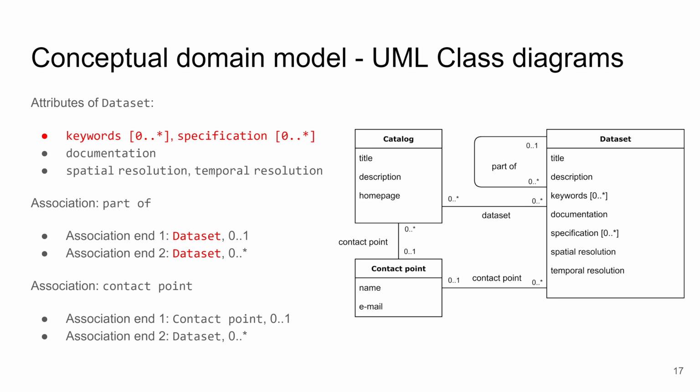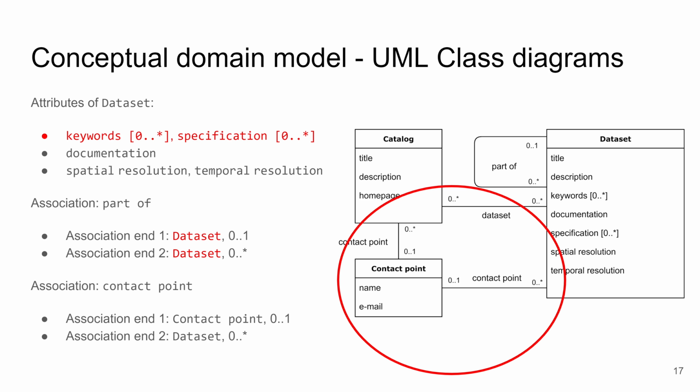Now, as you may have noticed, there are two more associations in our conceptual model. There is the contact point association, another contact point association, now connecting a dataset and a contact point. Now, let's focus on this association for a bit, because we now have a cycle here. We have a class catalog, which is connected to a contact point, and we have dataset, which belongs to the catalog, and the dataset is also connected to a contact point.